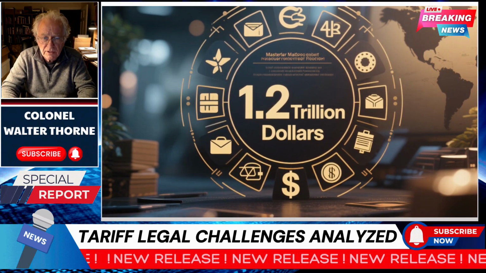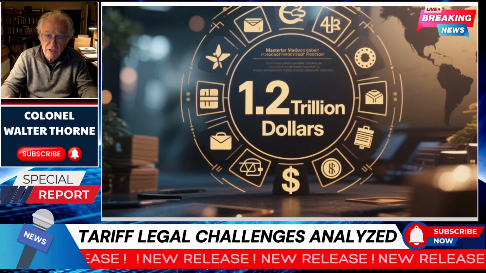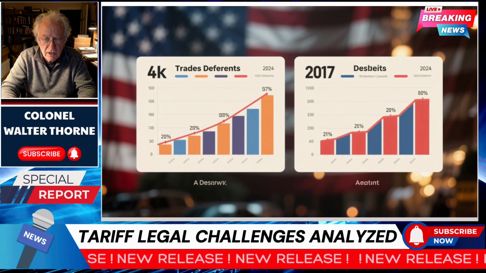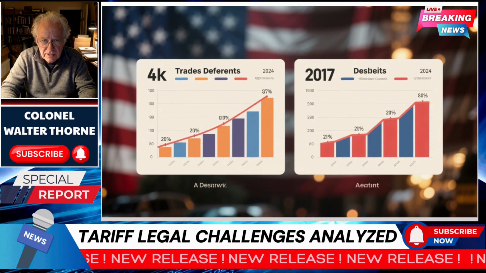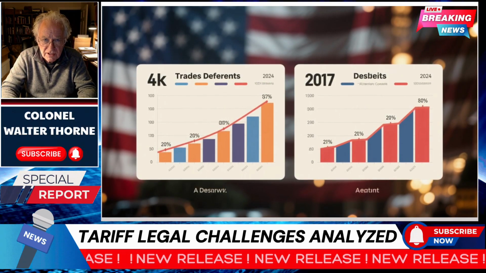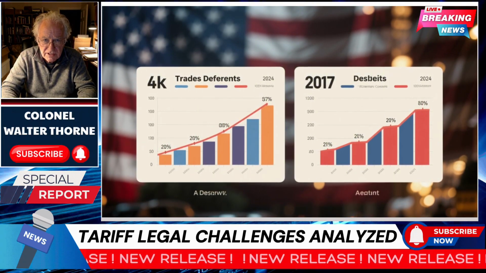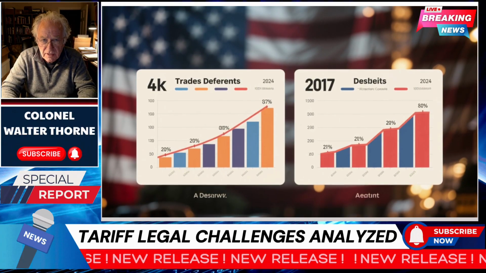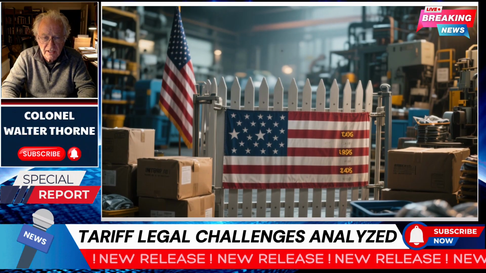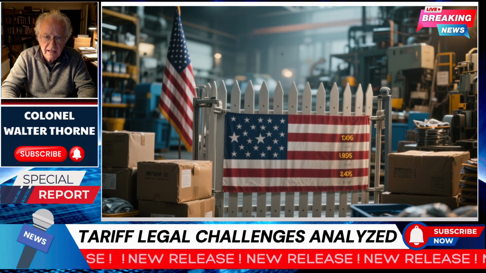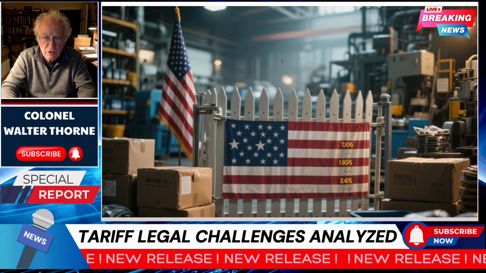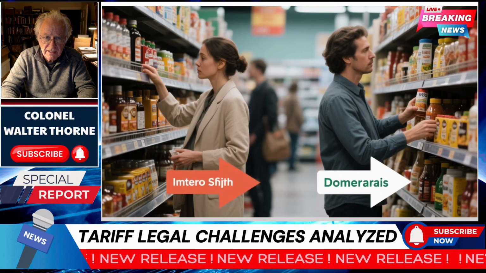Tariffs were implemented with the stated goal of making imports more expensive, thereby reducing import volumes and encouraging domestic production to substitute for imports. The theory holds that higher import costs would shift purchasing toward domestic alternatives, reducing the trade deficit. The empirical outcome shows limited effect on the overall deficit. While specific bilateral deficits changed, particularly with China declining and deficits with other countries increasing, the aggregate deficit did not decrease.